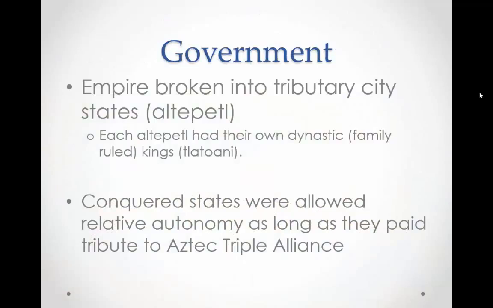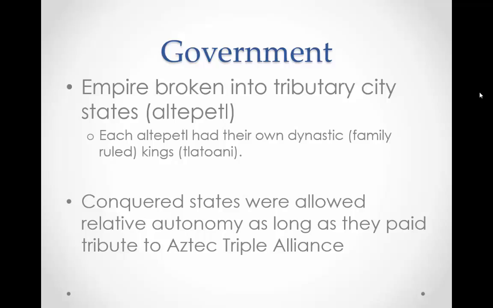So the Aztec government was ultimately broken down into tributary city-states. What would happen is you would have groups of these Aztecs ultimately conquer these nearby cities, which were city-states essentially in a very similar fashion to what you had with the Greeks, and they were known as Altepetl. And each of these city-states had their own dynasties, which is a family rule, and their own kings.